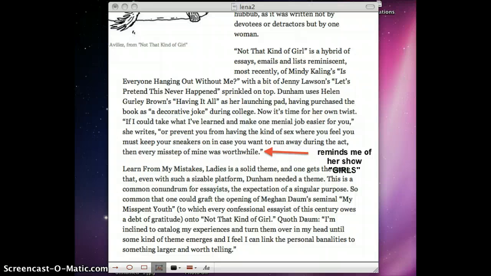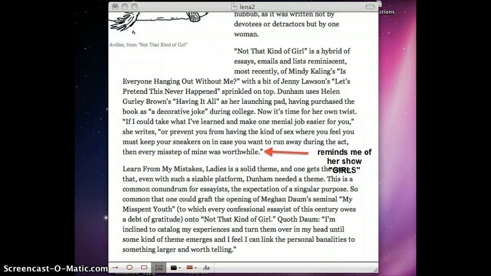One thing to emphasize to your students is that when you're doing a text-to-text connection, it doesn't always have to be between books. It can be between a book and a movie, between a book and a TV show. There are many ways to do a text-to-text connection.